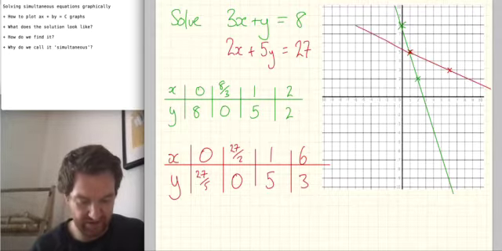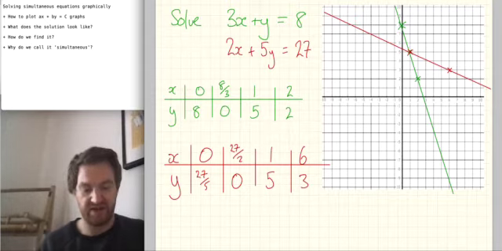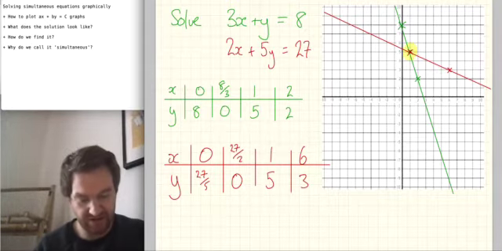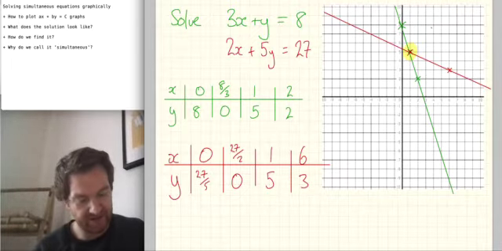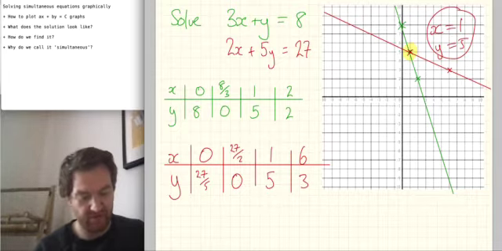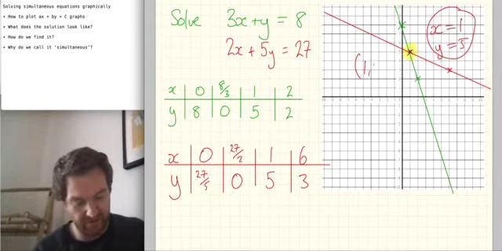Your straight lines, of course, will be much better than mine, but you get something like that. Again, we can see we've got our solution here. What's the solution to this equation? Well, we can see that x is 1 and y is 5. We could have also given it as a coordinate (1, 5).